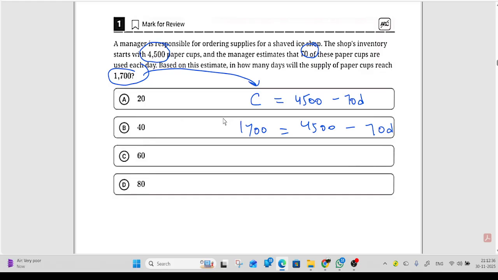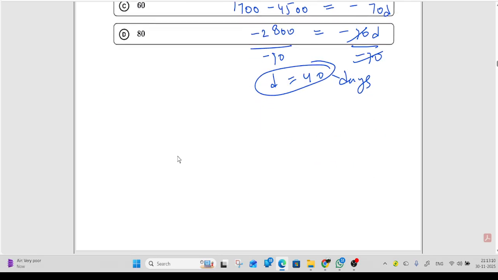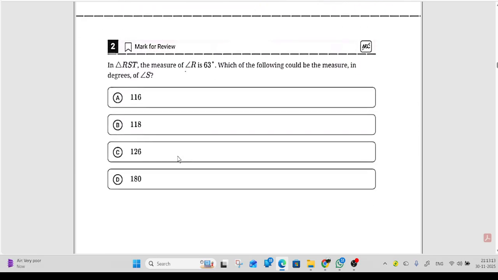Now we move this side. So this will become negative 4500. This side we have negative 70D. If we subtract, we get negative 2800. We have negative 70D. We divide both sides by negative 70. This cancels out and this will give you 40 days. So the supply of paper cups will reach 1700 in 40 days. Okay, so option B is correct. Let's see the next question.